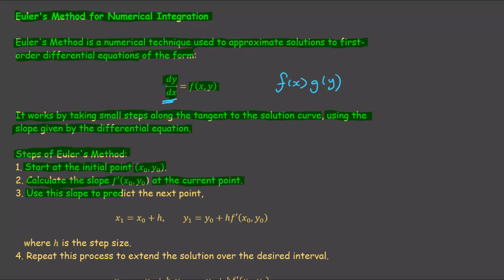Use this slope to predict the next point. x1 is x0 plus h. h is the step length here. We've got a diagram coming up which will explain this a bit more. And then y1 is y0 plus h, the step length, times the gradient at the previous point. So h is the step size. We'll have a look at that in a moment.